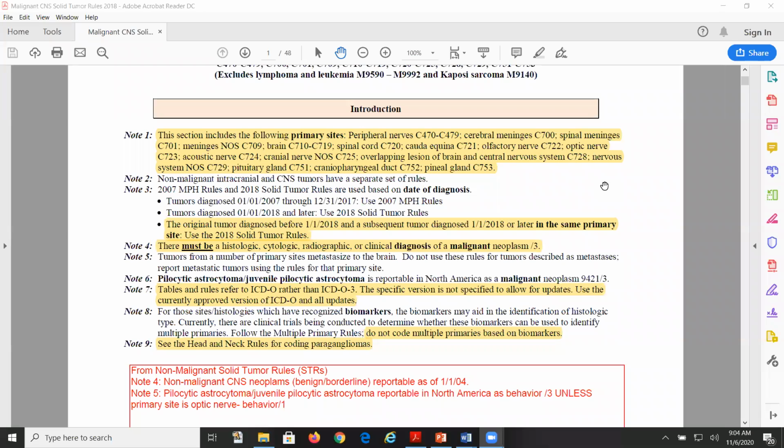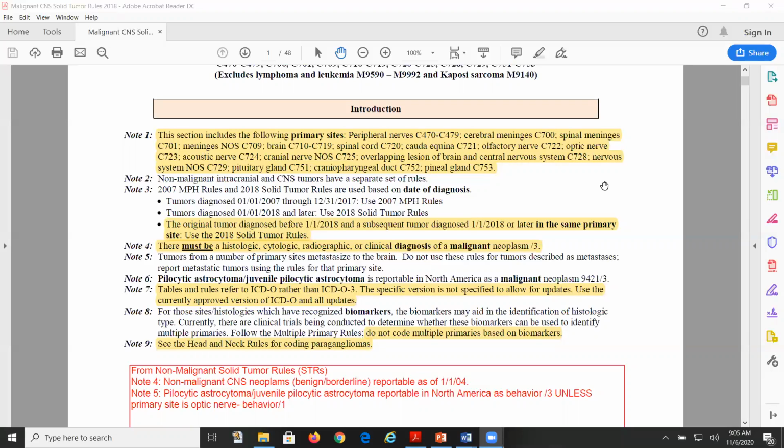And then our intracranial gland sites include pituitary, craniopharyngeal duct, and pineal gland, site C751 through 53, respectively. And then, of course, just our general NOS, the C728 nervous system overlapping, and C729 nervous system NOS. So as stated previously on Wednesday, the timing for these rules is for cases diagnosed 1/1/18 going forward.